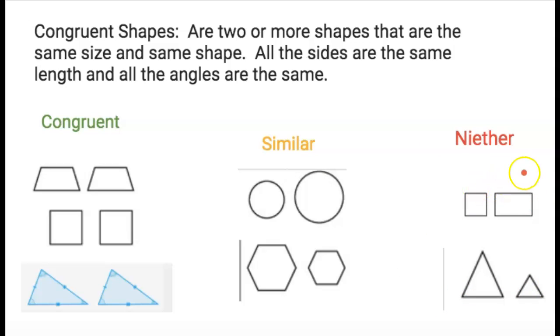Okay? In order to be similar, your sides have to go up by the same amount. So if you look at this one, these sides get bigger and these sides do not. Okay? So for these 2 shapes to be similar, this shape would have had to have gotten taller as well as wider. And then if you look at these two, this triangle, these two sides are longer than the bottom. And this triangle, all three sides are the same. So those are neither similar nor congruent.